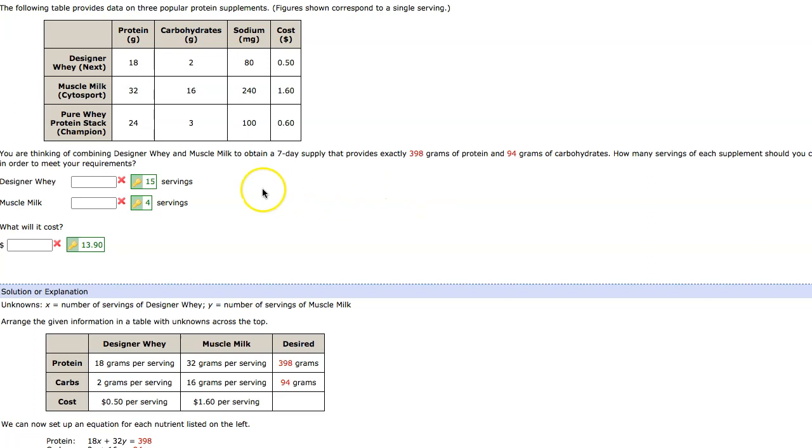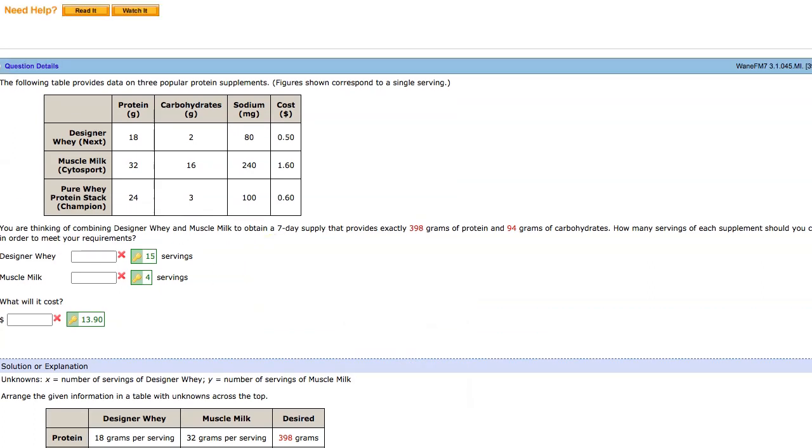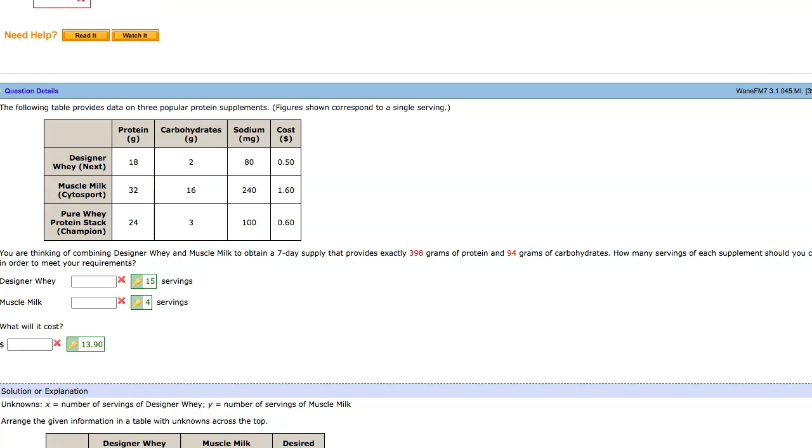We'll go over this problem right here. This is number 20. This is for my finite math class, and this is number 26. Now, the following table provides data on three popular protein supplements.